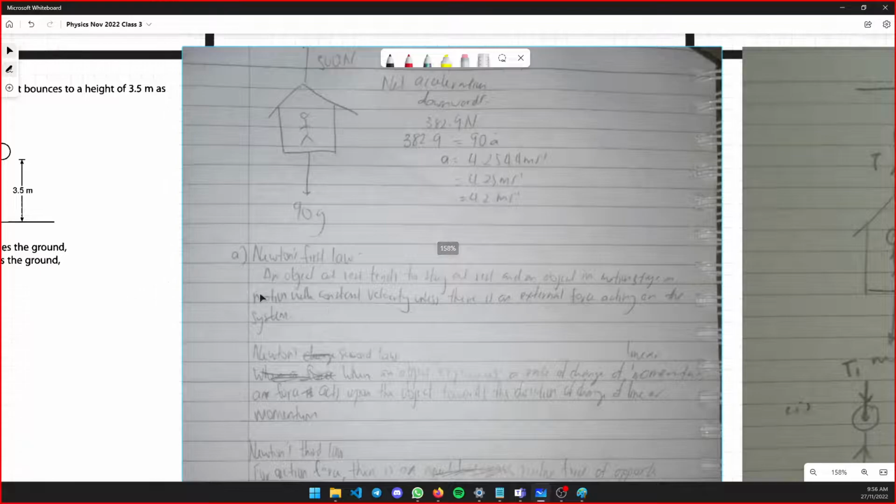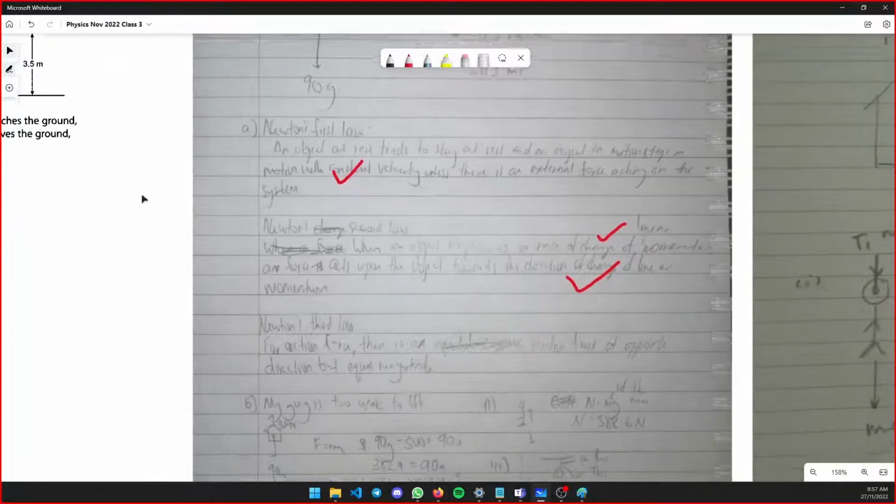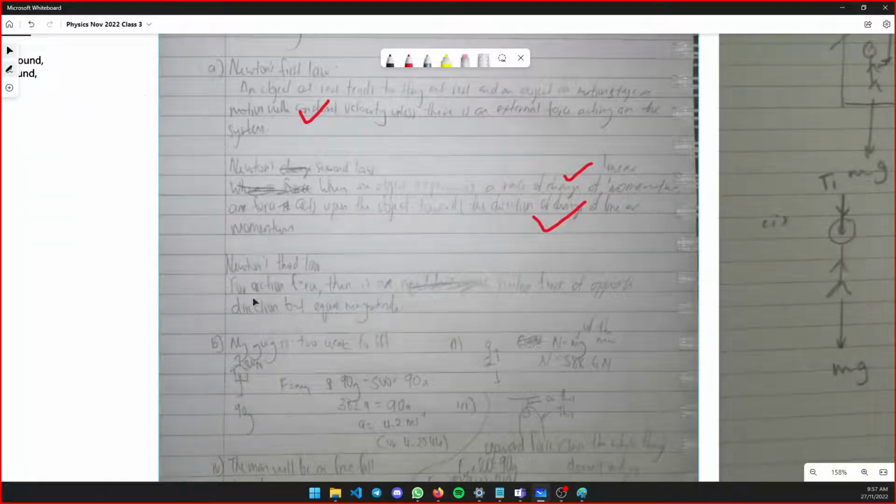Okay, Newton's first law. An object remains at rest or in motion with constant velocity unless acted upon by a force. Newton's second law: the rate of change in linear momentum of an object is proportional to the force acting upon the object, in the direction of the change of momentum.